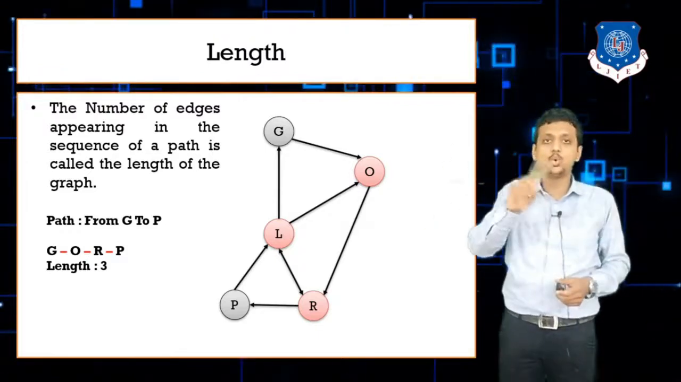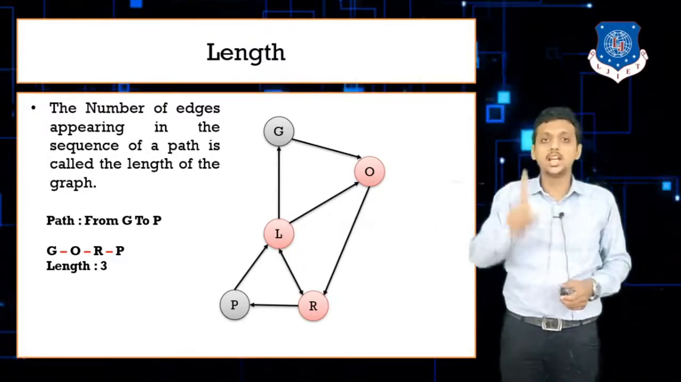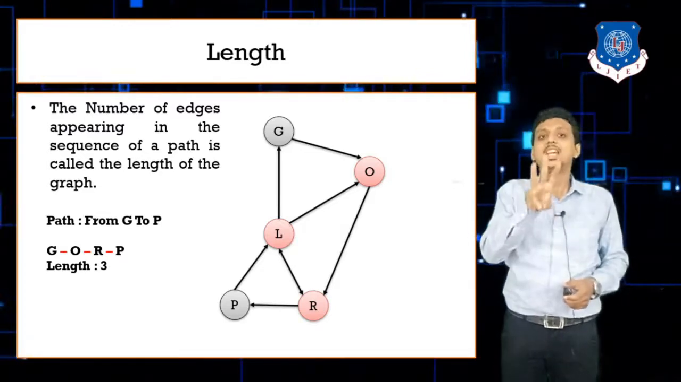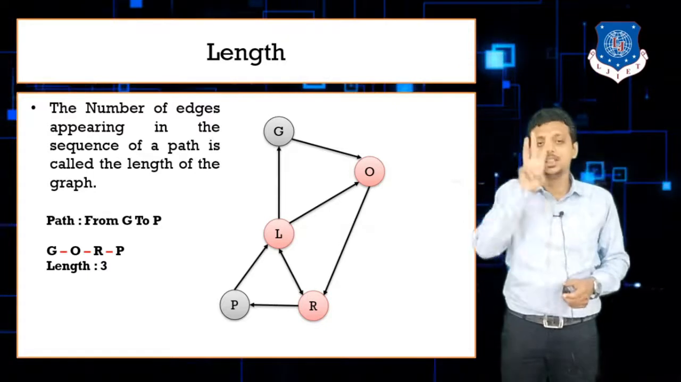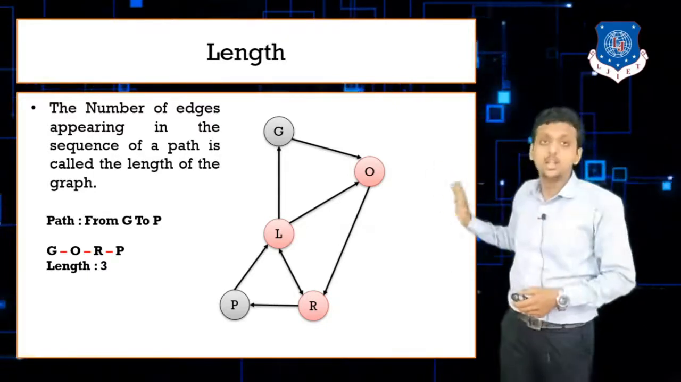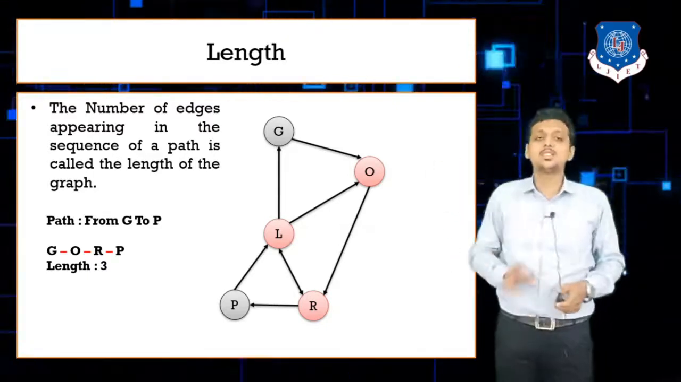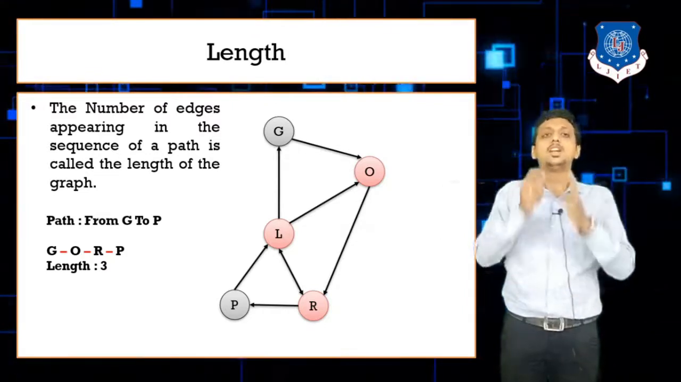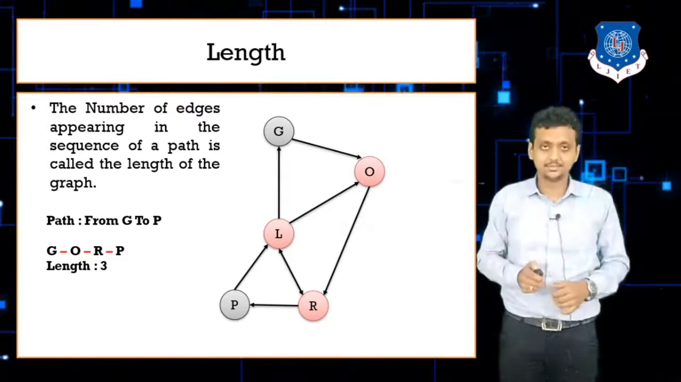First edge, G to O. One edge, O to R. Second, R to P. Third. So there are 3 edges coming in this path. That's why the length of this path is known as 3. So the number of edges in the path is known as the length.